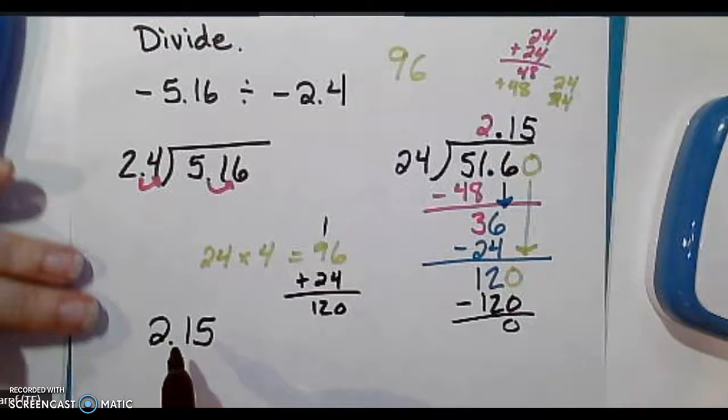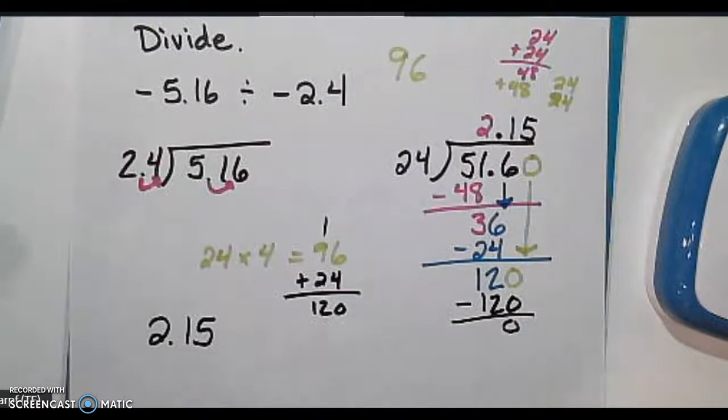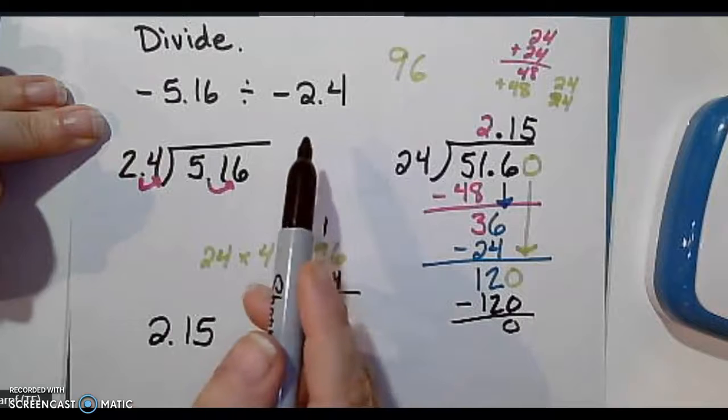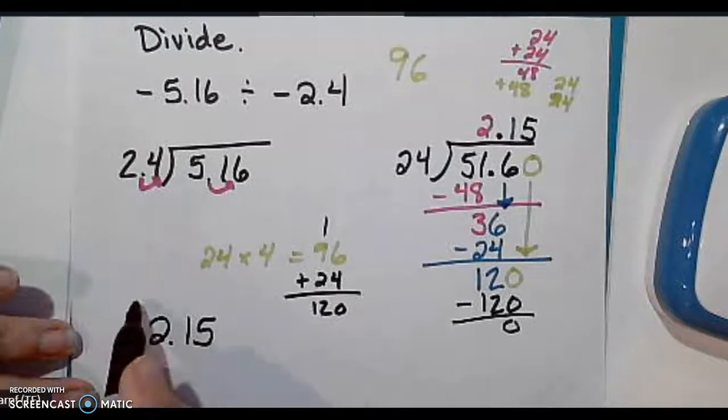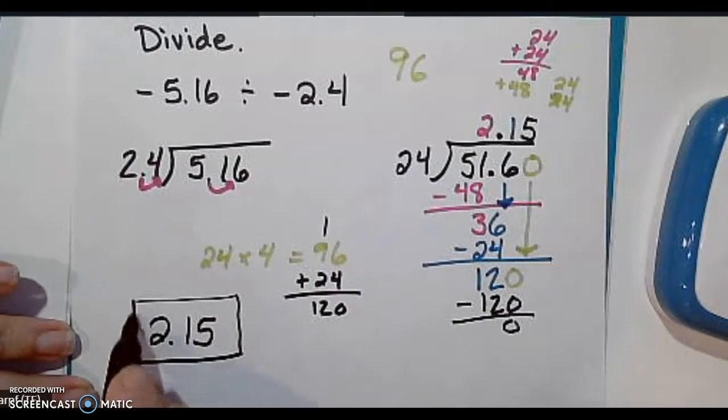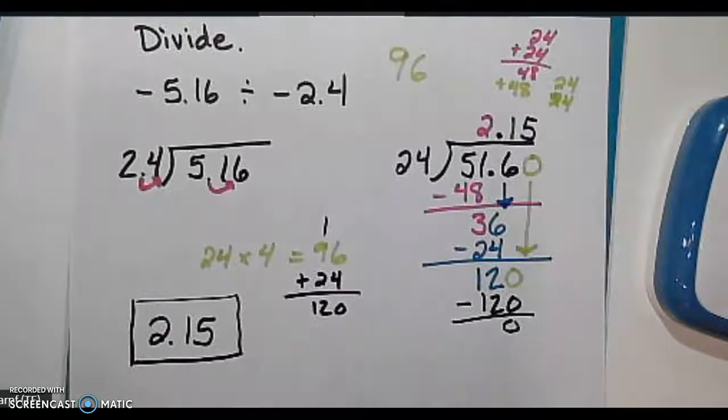And then the last thing you do, always remember, check the sign. A negative divided by negative is a positive. So don't forget about the sign at the end. Tag that on when you're done.